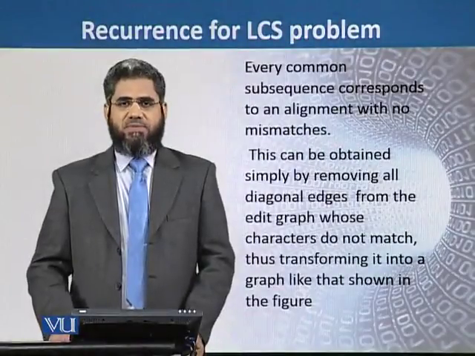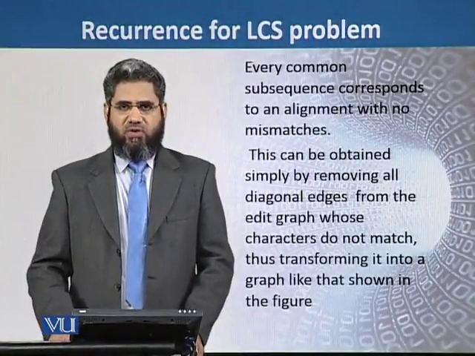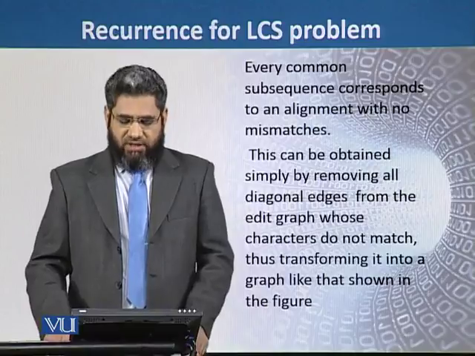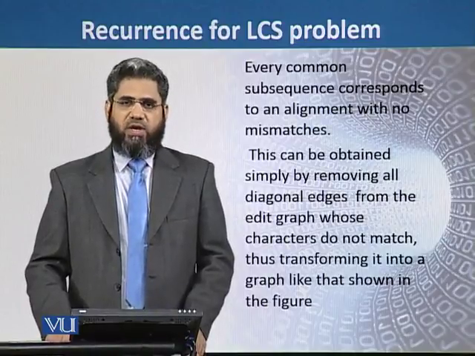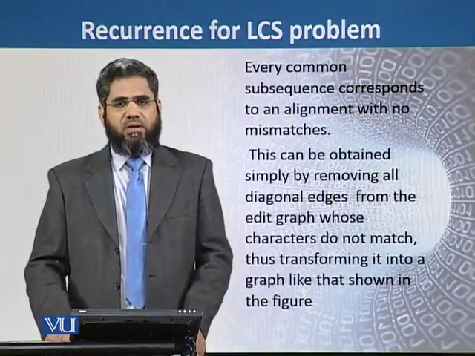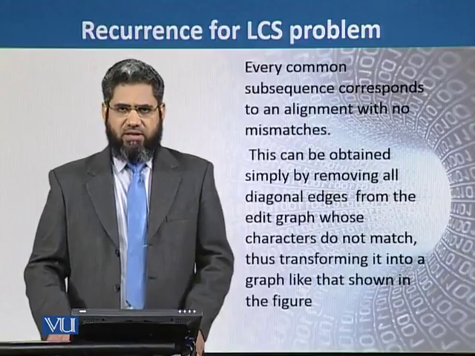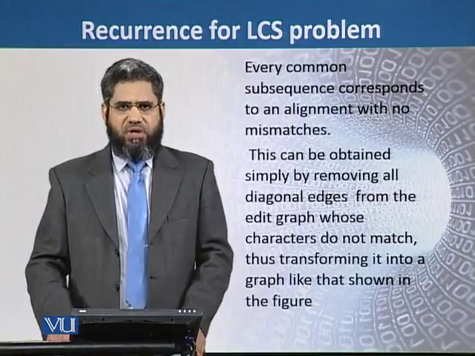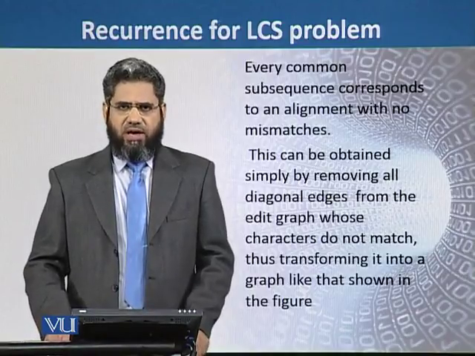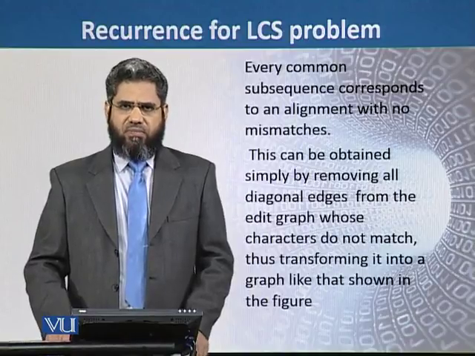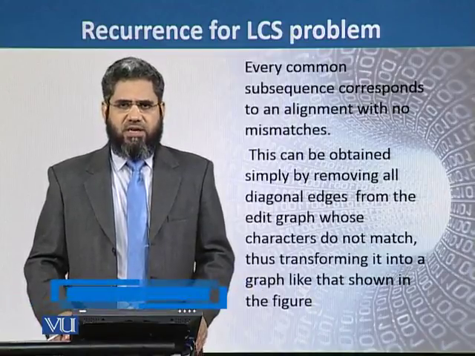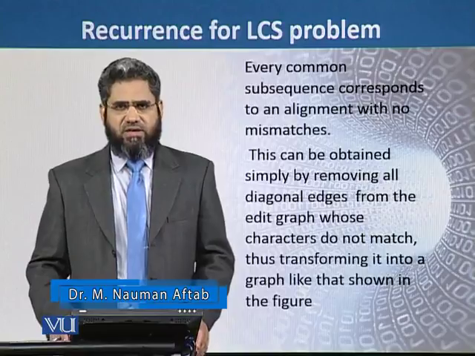We know that a common subsequence is a sequence that is present within both strings V and W. So every common subsequence corresponds to an alignment with no mismatches, and this can be obtained simply by removing the diagonals at positions where there is a mismatch, and retaining the diagonals only at positions that are identical. It means that at those positions the letters in both V and W strings are identical.